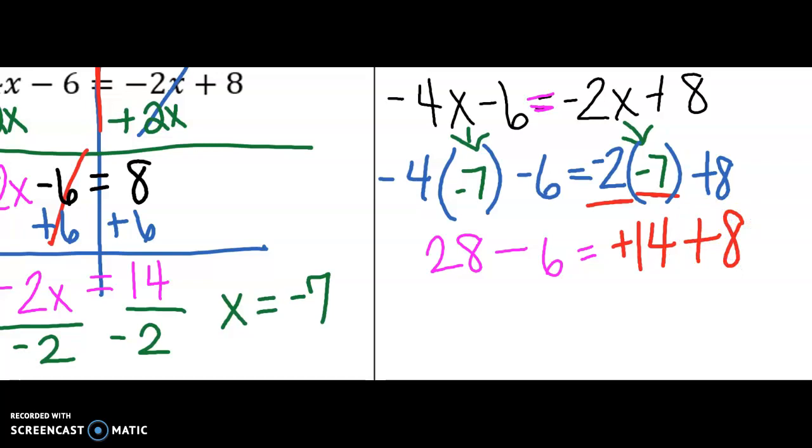And so let's simplify it one more time. 28 minus 6 is 22. 14 plus 8 is 22. Indeed, we got that both sides were the same, so x equals negative 7 did work.